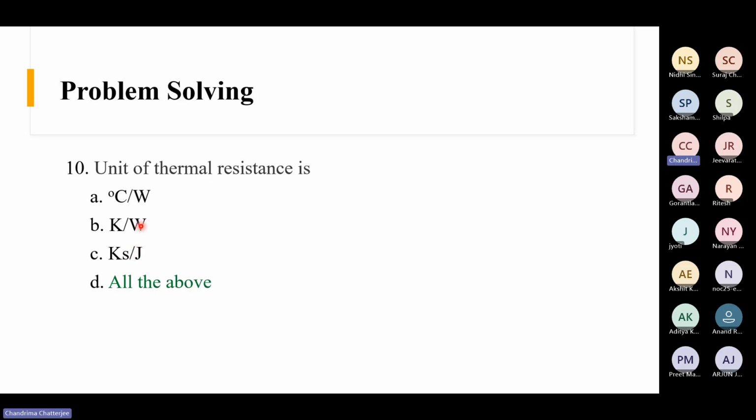So if you just put joule per second instead of watt, the second goes to the numerator, so it comes out to be Kelvin second per joule. So this can also be the unit for thermal resistance. So the correct answer will be all of the above. Is it okay? Yes, ma'am.